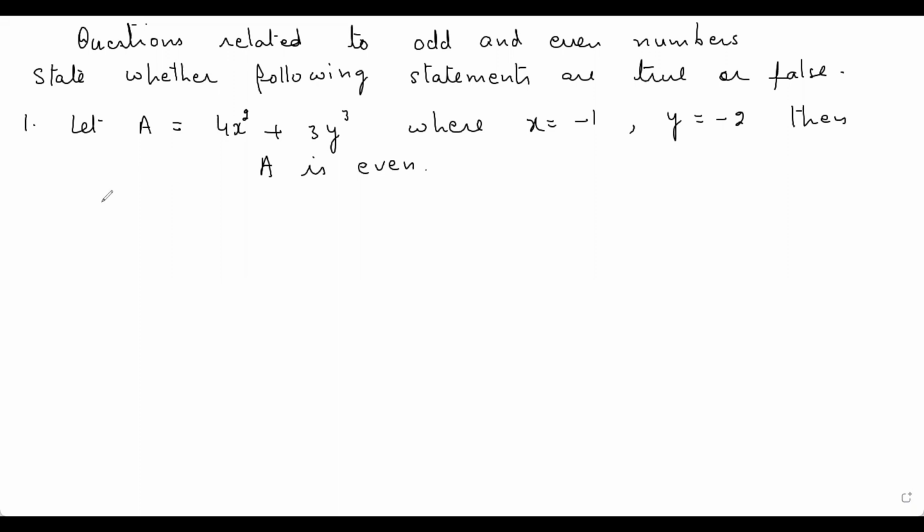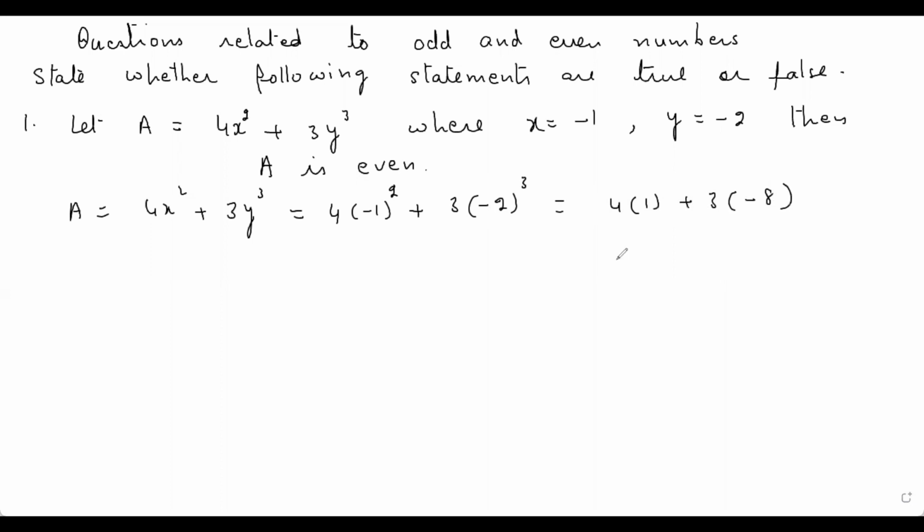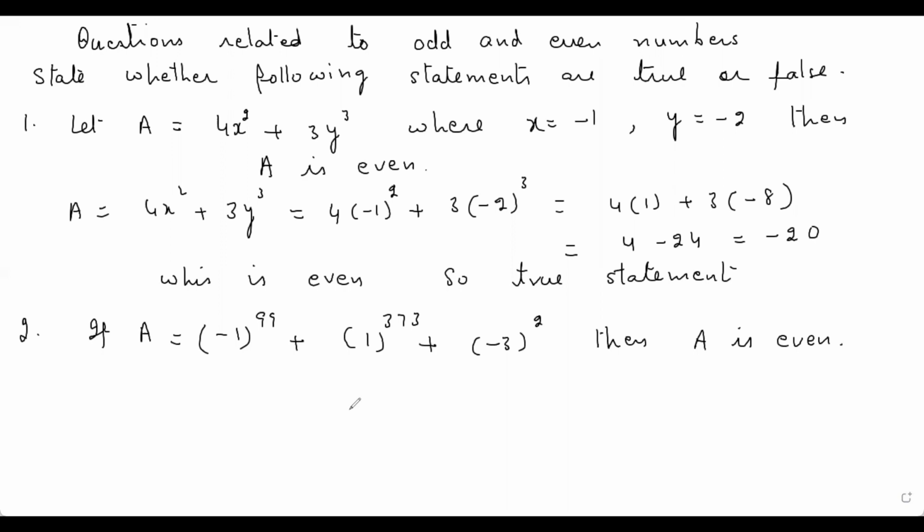Now let us check whether this is true or false. Now a is equal to 4x squared plus 3y cubed. So instead of x, I'm going to write -1, and instead of y, I'm going to write -2. So this is equal to 4 into 1 plus 3 into -8. This is equal to 4 minus 24. That is -20, which is even. So true statement.